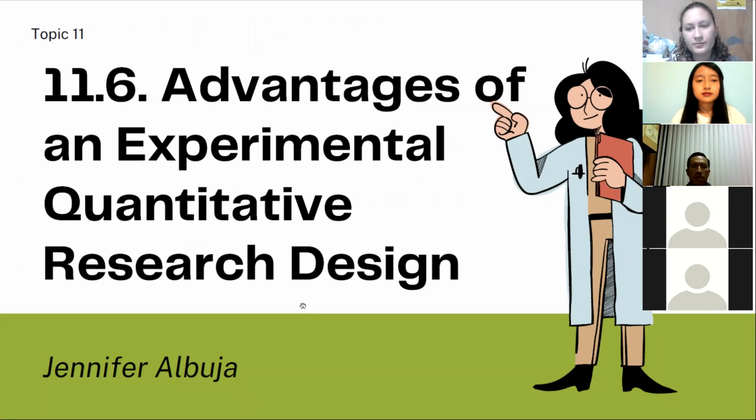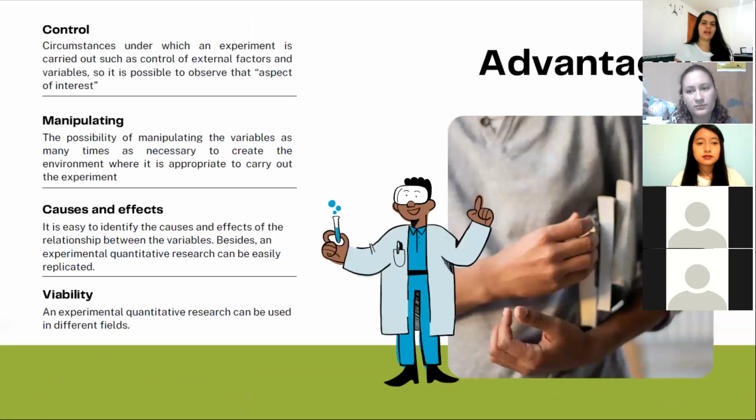Then we have the advantages of an experimental quantitative research design. First of all, we have the control. The control means having control of the circumstances under which an experiment is carried out during the research. Then we have the manipulation. When we have a research, we can manipulate the variables so we can notice what is the change in the results, and in this way we can draw a correct conclusion.